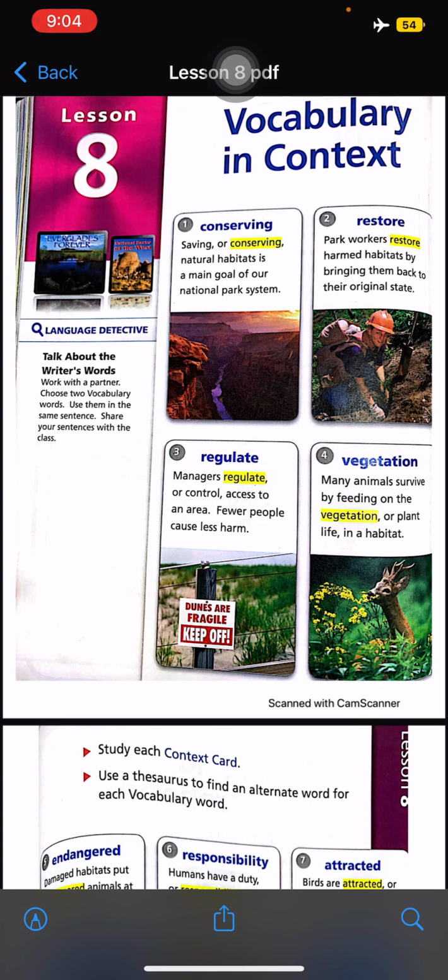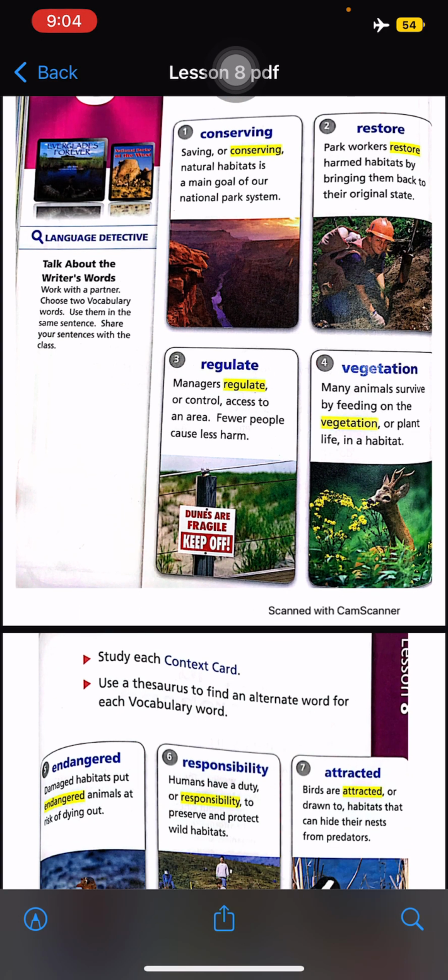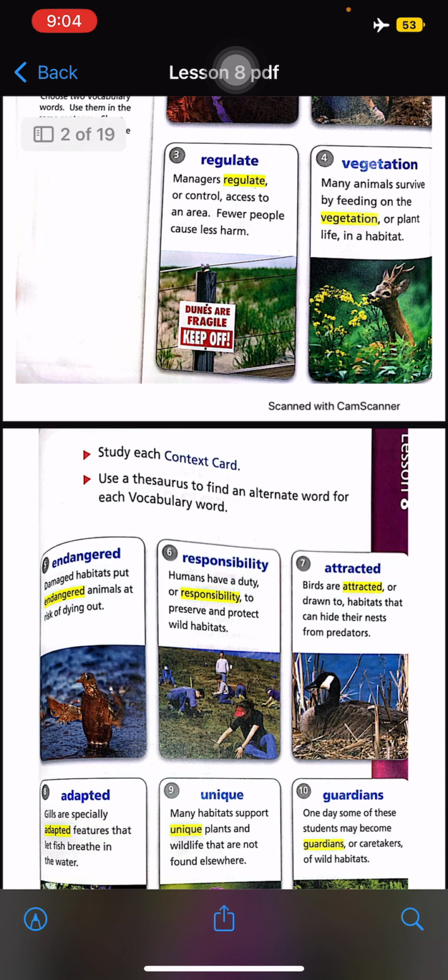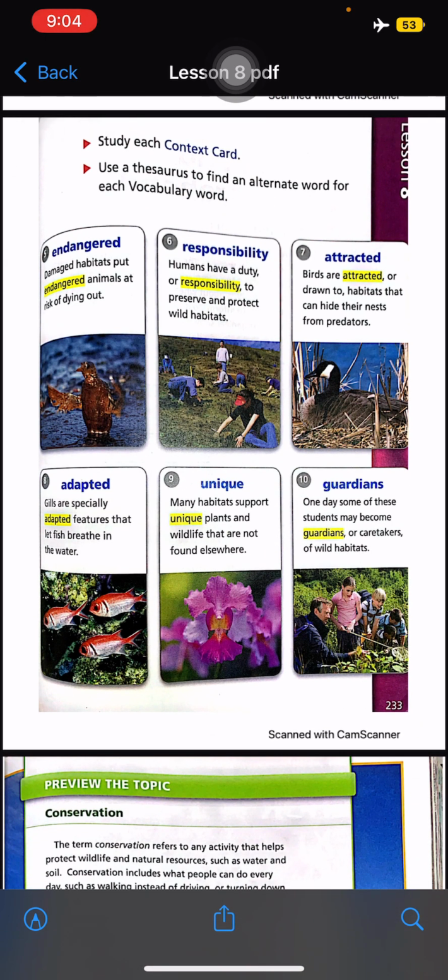The fourth word that we have is vegetation. What is vegetation? It means the plants collectively found in a particular area or habitat. Many animals survive by feeding on the vegetation, or plant life, in a habitat. Then endangered means in risk of extinction. Damaged habitats put endangered animals at risk of dying out.